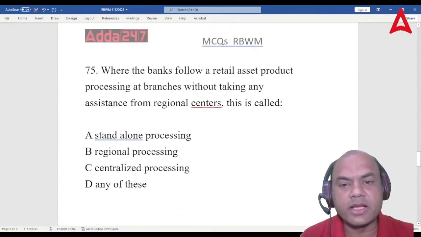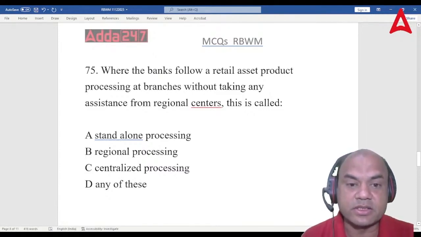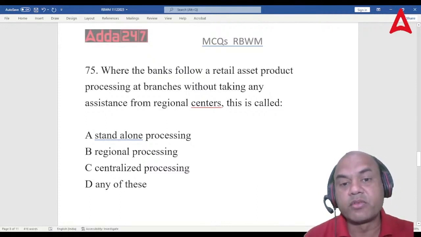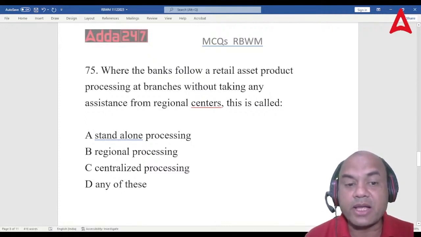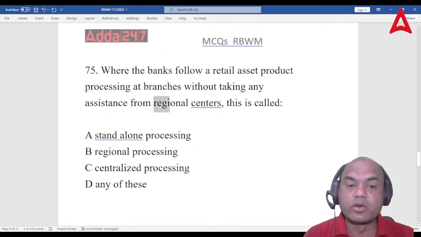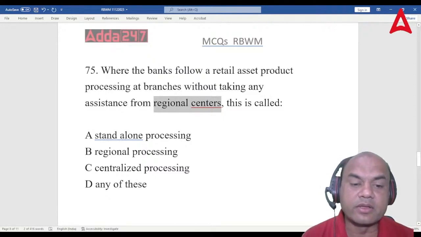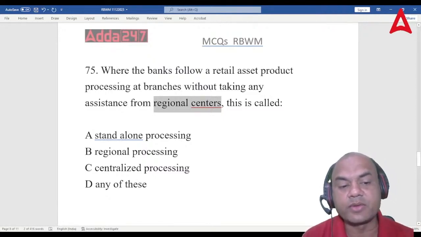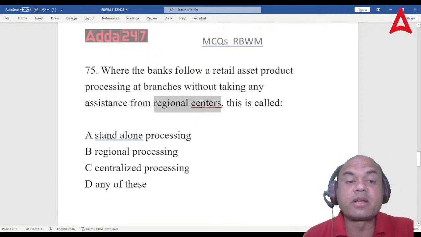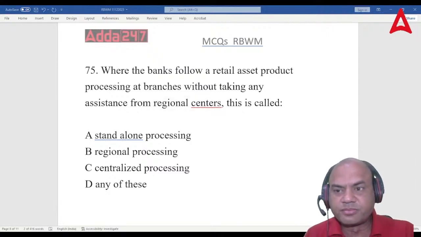Where the bank follows a retail asset product, processing at branches without taking any assistance from regional centers. This is called as, see here, where the branch follows a retail asset processing at branches. So it is done at branches, without taking any assistance from the regional center. So, no help from the head office or zonal office or anywhere. So, it is called as standalone, regional, centralized, or any of these. Think about it. This is a bit tricky one. Everyone, think over it.